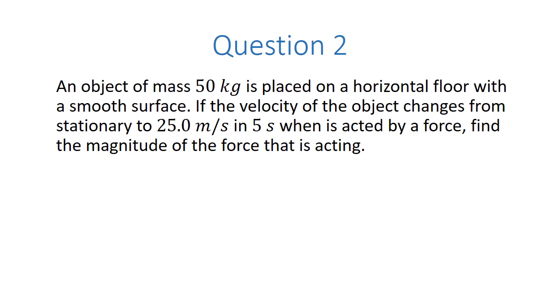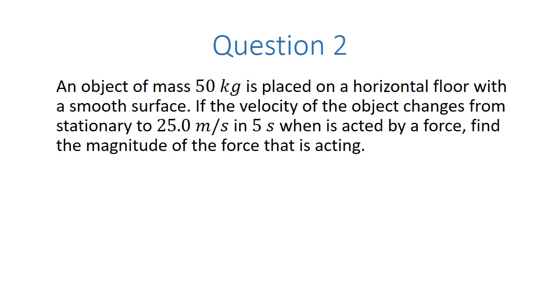So first, let's extract all the information that we know from the story. So we know from the story that there's an object of mass 50 kilograms. So that's the first information that we know. The mass is 50 kilogram. And again, it is placed on a horizontal floor with a smooth surface. Okay, and we know that the velocity of the object changes from stationary to 25 meter per second. So what does it mean by stationary? Stationary means the object doesn't move. So what is the velocity then? The velocity is definitely 0.